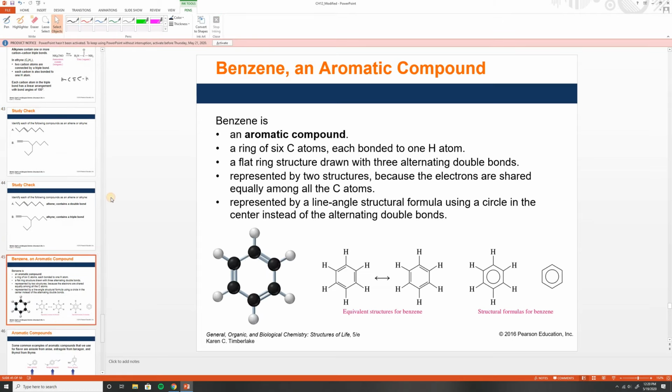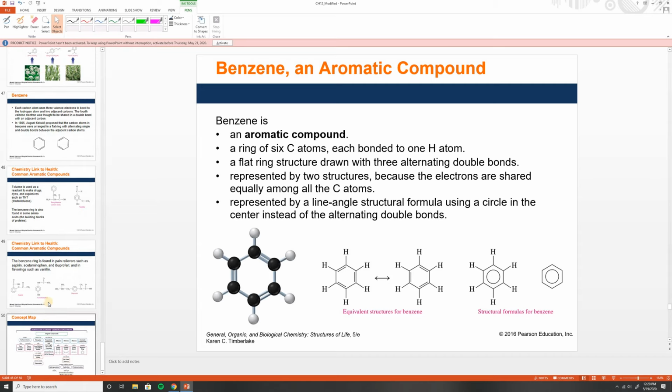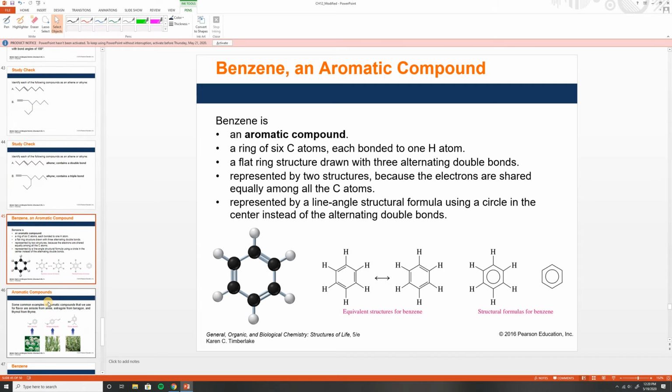So, alright, the last thing we're going to learn about is benzene. Benzene is a very important, what we call aromatic compound. And aromatic is a specific type of compound. It has a ring. It doesn't matter what size the ring is. Usually it's a hexagon or a pentagon.